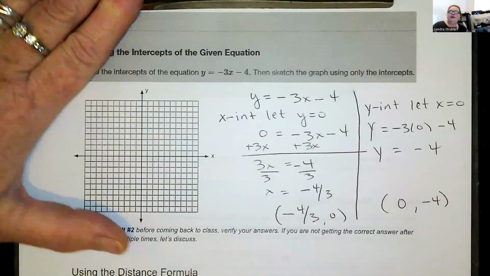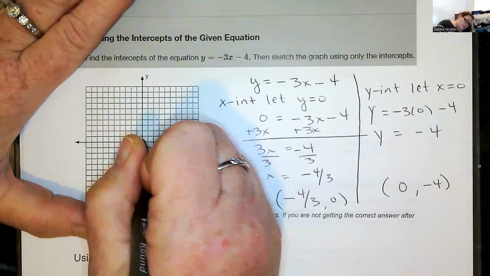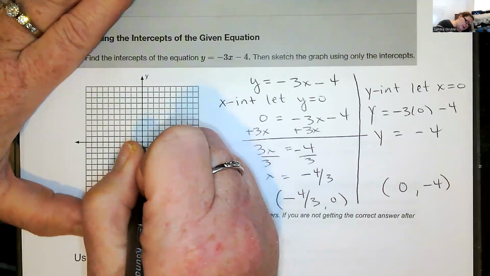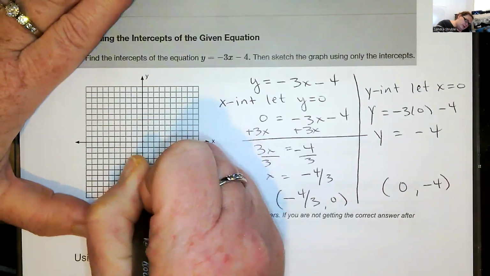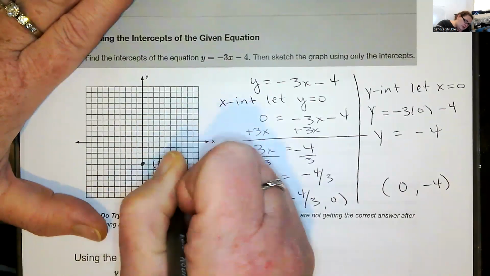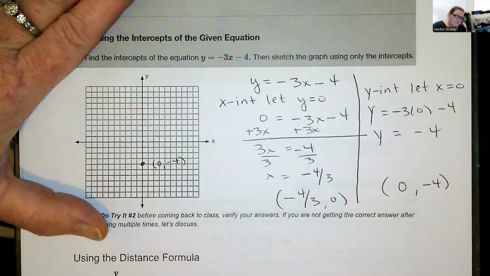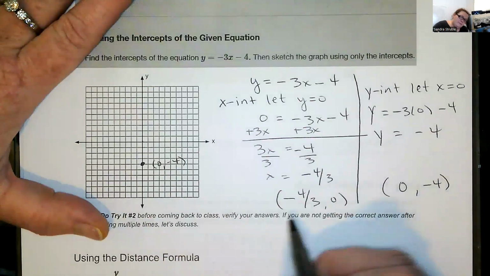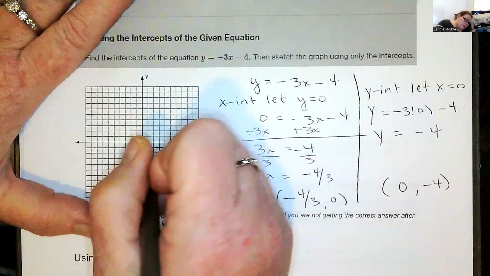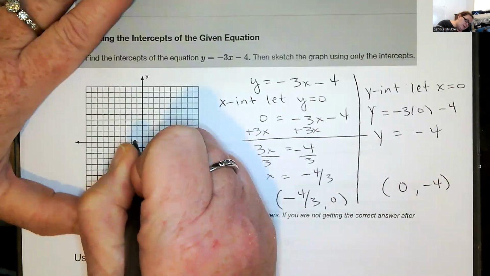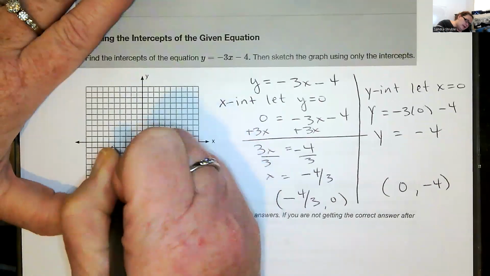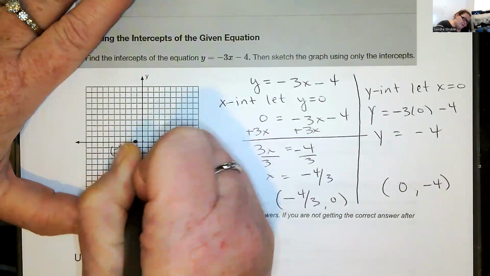All right, let's plot those. 0, negative 4 does not go left or right. It just goes down 1, 2, 3, 4. Place that point, and I, again, label it. When in doubt, label. And then for the x-intercept, it's negative 4 thirds. So you're going to go to the left, 1 and basically a third. It's not going to be perfect, but that's negative 4 thirds, 0.